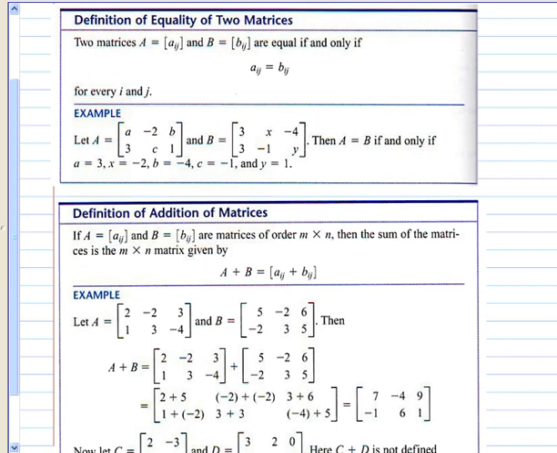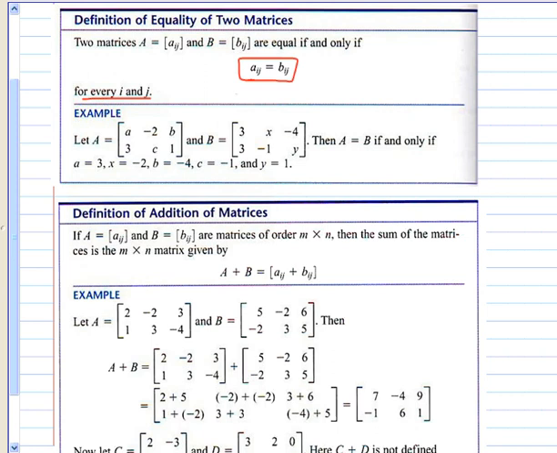Right, we are ready for Chapter 7, Section 2. Equality of two matrices. Let's look at this first little definition box right up here and see if we can understand what they mean by this notation. A sub ij equals B sub ij for every i and j. Here's what that i and j stuff means.